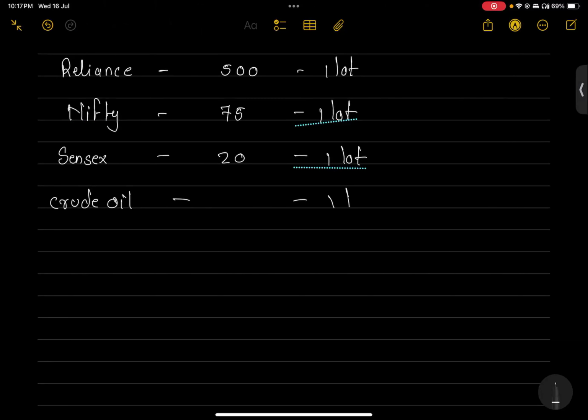What's the one lot size of crude oil? Any guesses? Everyone. What's the lot size for crude oil? 1000. 100.